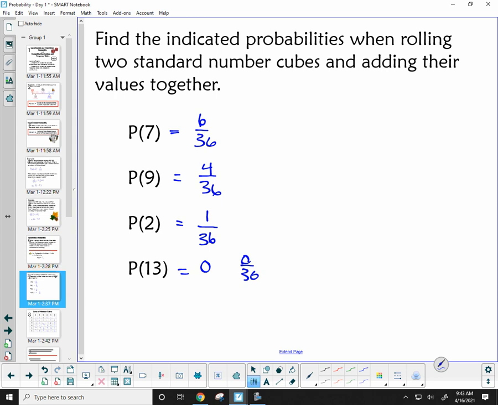Is that idea okay? That should all be reviewed, correct? I'm trying to go fast, so I'm not torturing you.